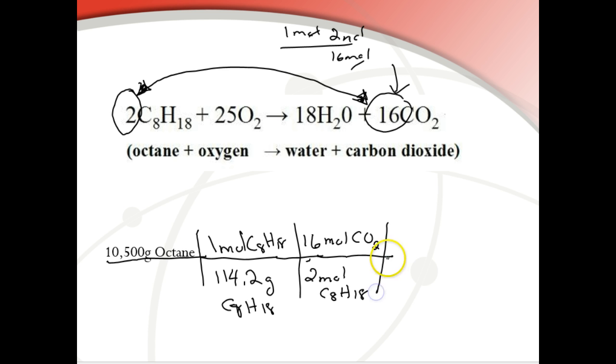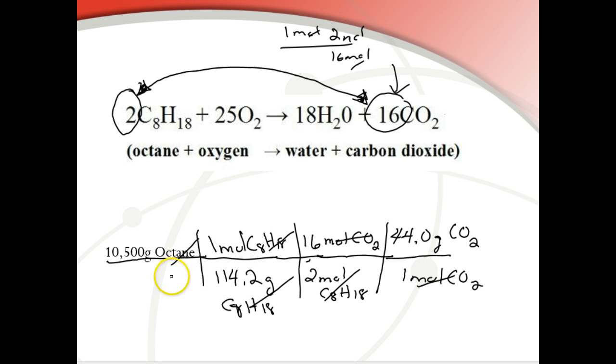Then the very last step, we convert to mass, 44.0 grams CO2 in 1 mole of CO2. Moles of octane cancel, grams of octane cancel, moles of carbon dioxide cancel, and we can plug this into our calculator. Once we have all this done, we have 10,500 divided by 114.2 times 16 over 2, which is 8, and then multiply that by 44, and I get 32,000.